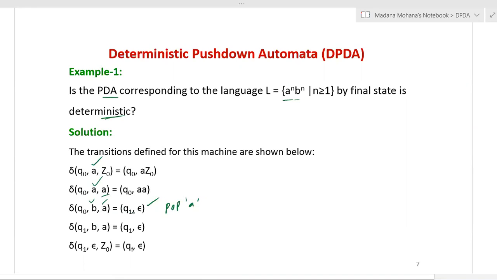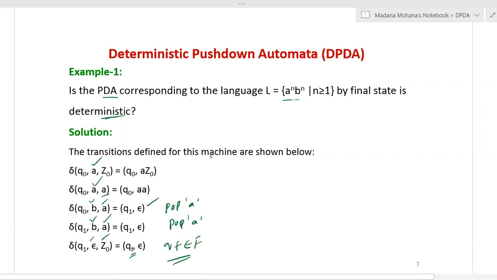Now again, the state is changed. Now you are at Q1. Again, the second input is B. Then one more A is on top of the stack, so again we have to pop the second A. Now after erasing all A's from the stack, the stack contains only the initial symbol, that is Z0. Now the input is empty, so it goes to the final state. Here QF belongs to F. So this is the logic of this problem.